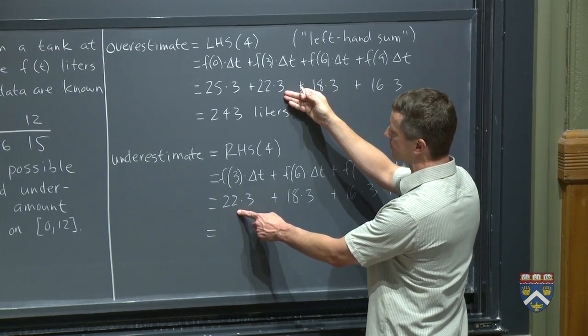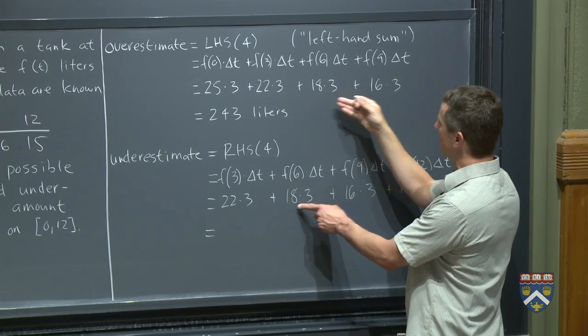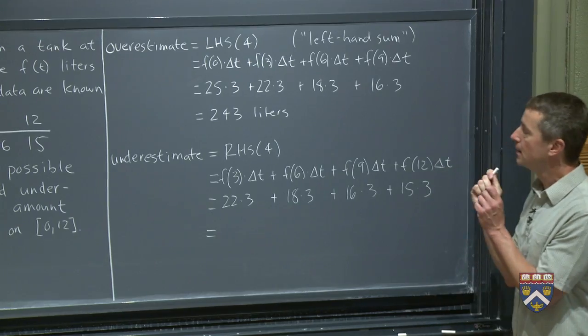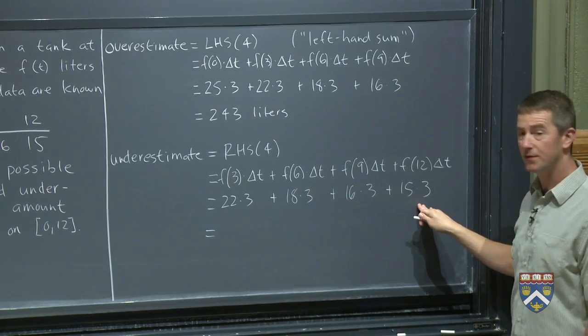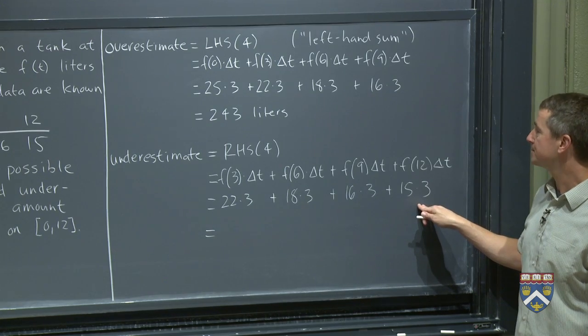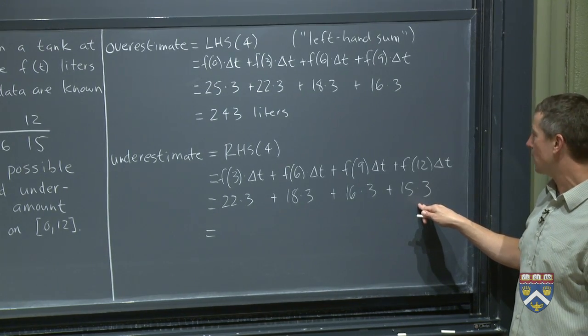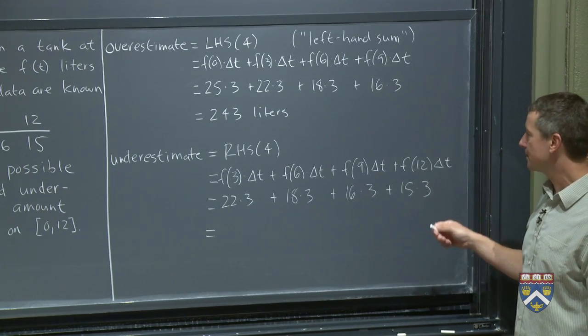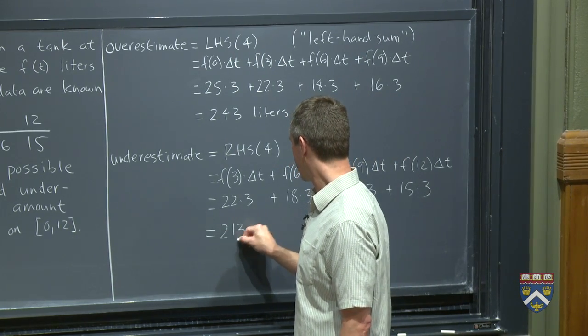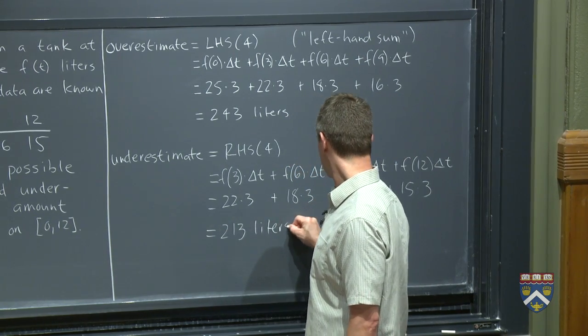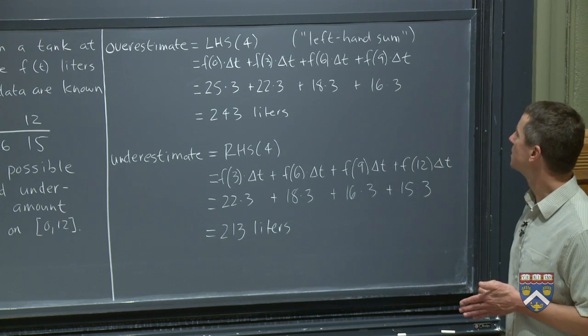Both sums had a 22 times 3, they both had an 18 times 3, and they both had a 16 times 3. So all we really did here was we replaced a 25 times 3 with a 15 times 3, meaning that we should have gone down by a total of 10 liters, so 213 liters.